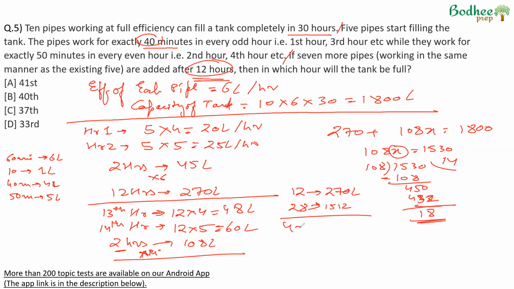So in 40 hours, 1782 liters has been filled. In the next hour, 18 liters will get filled because in the next hour, 48 liters can get filled. So in the 41st hour, we will reach the position where 1800 liters has been filled, and therefore in this manner, it will take 41 hours to fill.